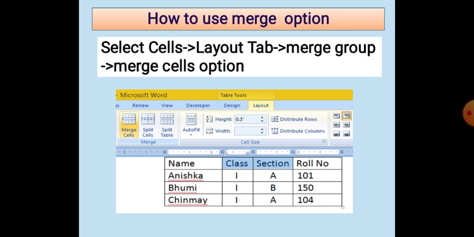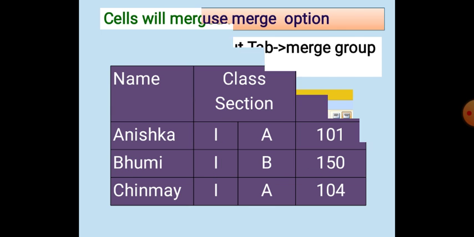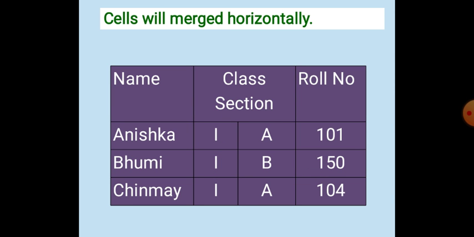Now, how can we use the merge option? First of all, we have to select the cells that we want to merge, and then we will come to the layout tab. In the layout tab there is a merge group. We will come to the merge group. There is a merge cells option. We will click on the merge cells option, children, and see, it will merge the cells, and as you can see we have merged 2 cells horizontally.